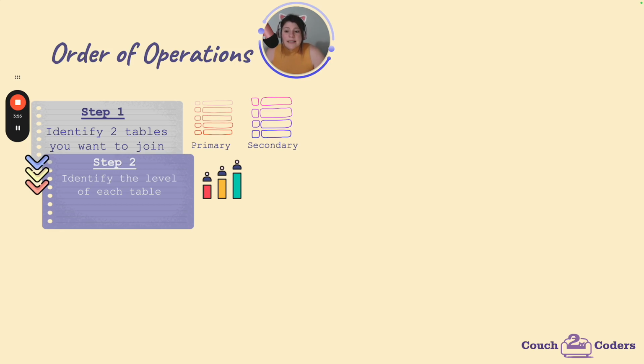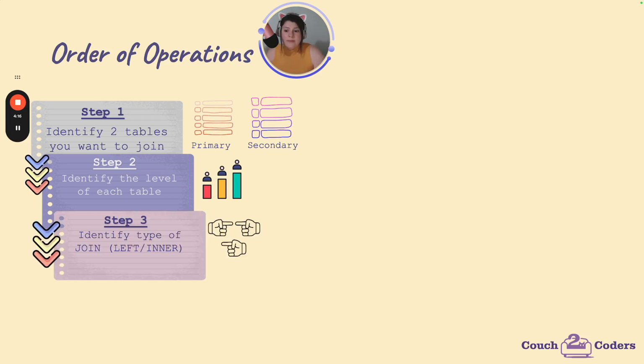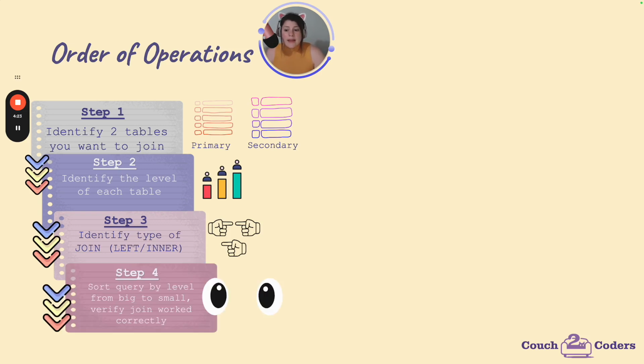Step 2, identify the level of each table. So the level being what is this row telling me? For example, with our taxi cab data, each row is at the individual trip level. Step 3, what type of join do you want to do? A left join or an inner join? And step 4, you want to sort your query by level from big to small to verify that the join worked correctly. This is a tip that we'll go over in the example. It helps you check, did the join work exactly like I wanted it to, or did something go crazy?